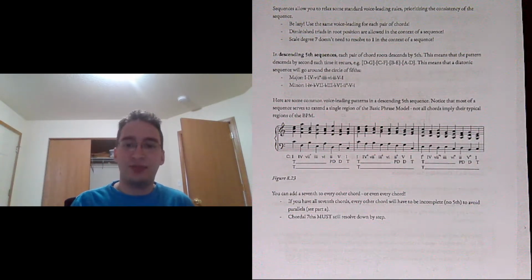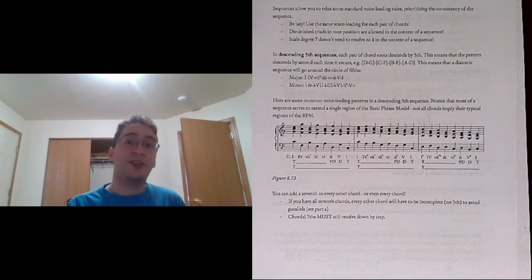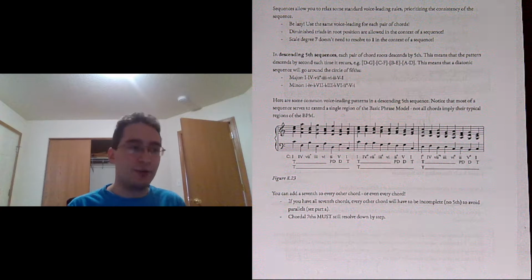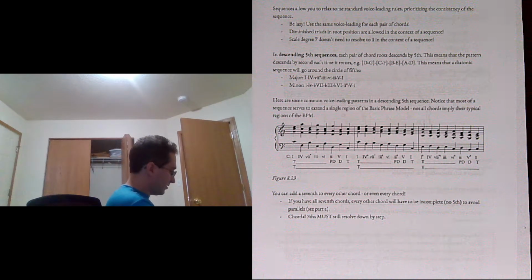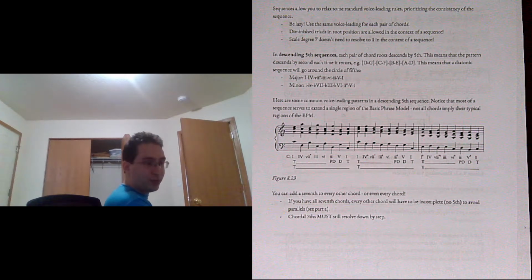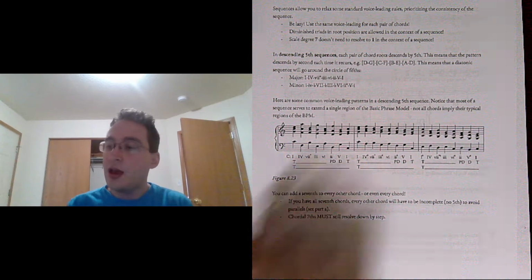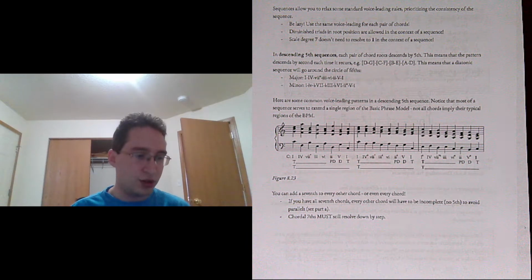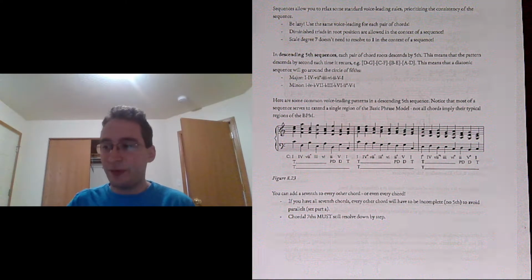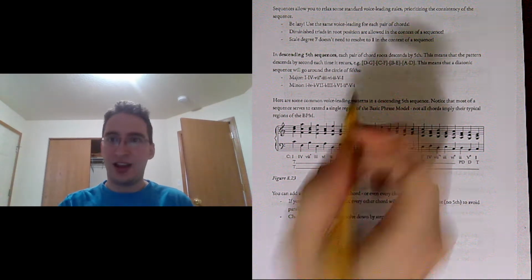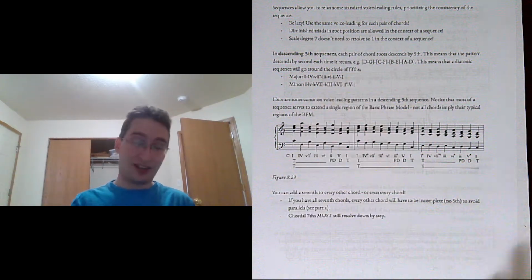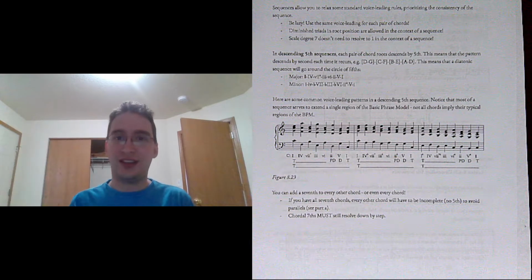Because sequences have specific things going on, you're allowed to relax some standard voice leading rules, prioritizing the consistency of the sequence. The same way that when you have parallel tenths in the soprano and bass, that allows you to override some voice leading concerns. So, when you're writing sequences, you should be lazy. Use the same voice leading for each pair of chords. Diminished triads in root position are fine in a sequence. Scale degree 7 doesn't need to resolve to 1 in the context of a sequence. Great, all these things are relaxed.